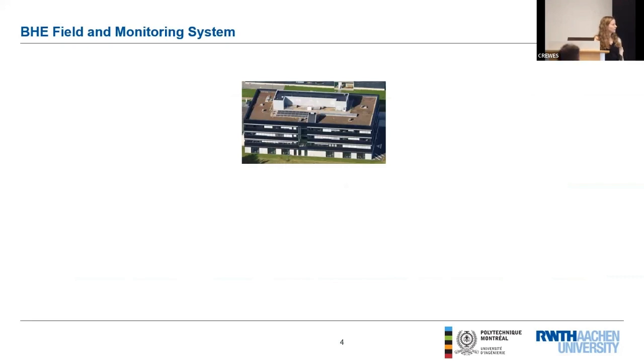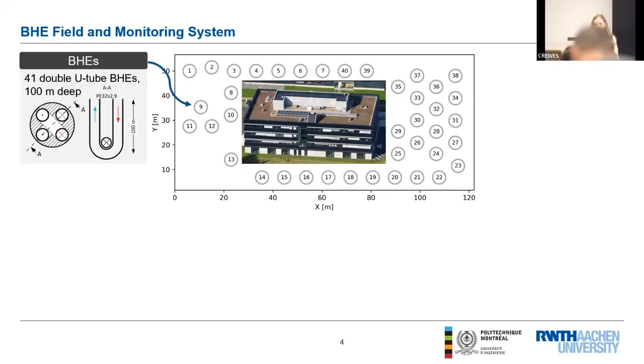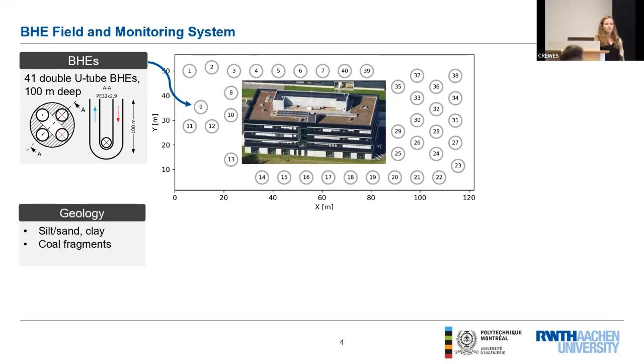And a monitoring system. So here we can see again the building that was already on the title slide. It's our university building located in Aachen in Germany, and it has offices, laboratories, and server rooms. It was built in 2011, and to cover parts of its energy demand, it's equipped with a field of 41 borehole heat exchangers that are shown here as those gray circles and numbered. They are all double U-tube borehole heat exchangers and 100 meters deep, and installed in a geological environment that's mostly dominated by unconsolidated sediments, silt, sand, clay, and some coal fragments.